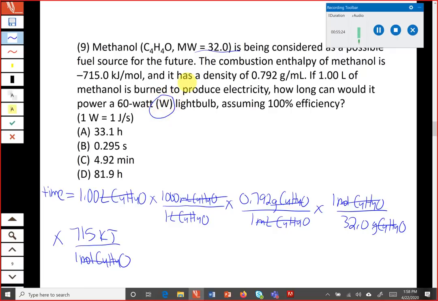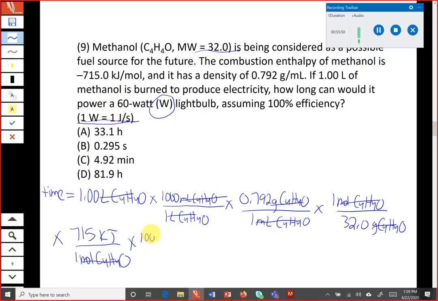When we have a 60 watt light bulb, capital W, if you've taken physics, this should be familiar, but if not, we gave you the clue here, which is that 1 watt is equal to 1 joule per second. So basically a watt is how fast you're burning the energy, and we can use this 60 watts as a conversion factor to relate how much energy we're consuming to how much time it's going to take to consume that energy.